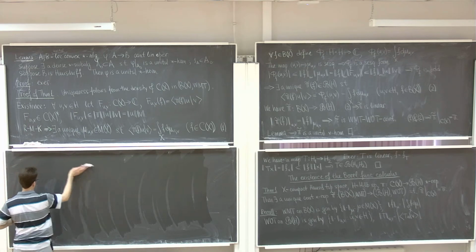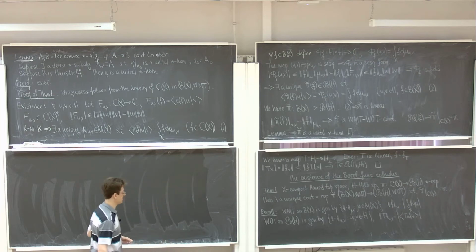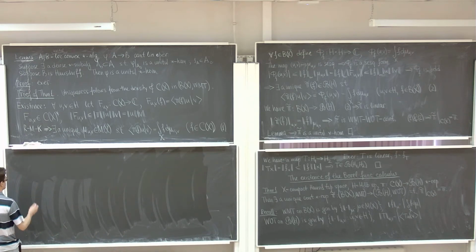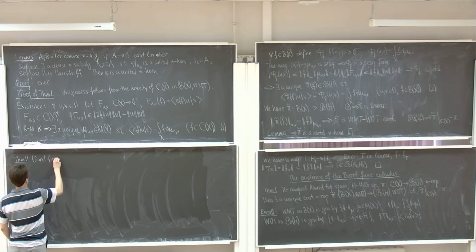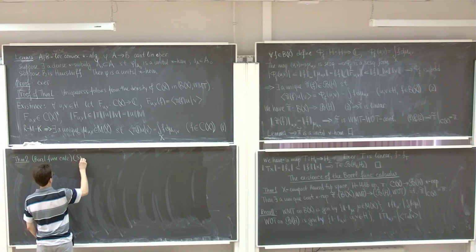And as a corollary, we see that for each bounded normal operator, we can construct the Borel functional calculus. Theorem 2 about the Borel functional calculus. And this is our second form of the spectral theorem.